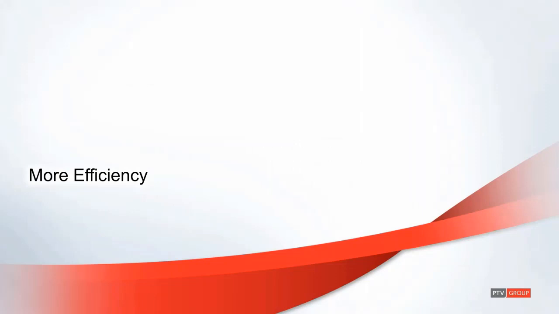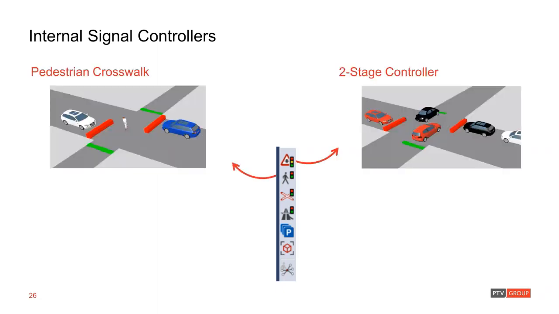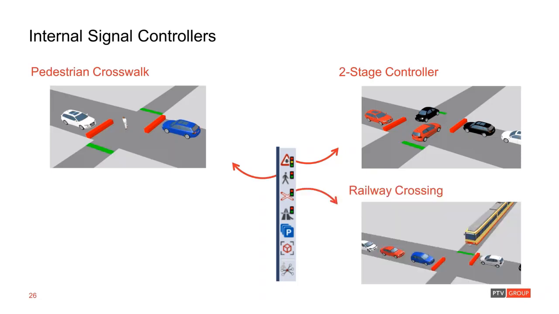Okay, the last part of this presentation concerns features which bring you more efficiency for your projects. So you can do it in shorter time and with less manual work, more automation in a way. One thing we have now is internal signal controllers. 3 of those have already been added in Vissim 2020. These were the pedestrian crosswalk, the 2-stage controller, and the railway crossing.